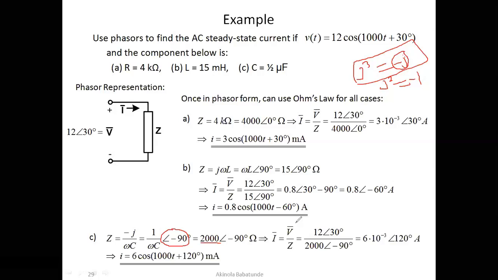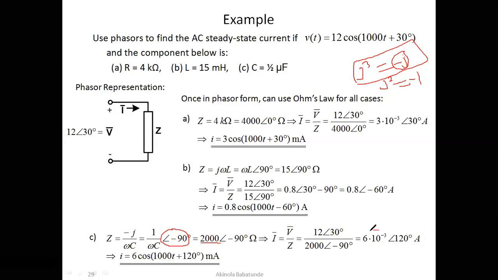So if you divide this, it becomes 6 times 10 raised to power minus 3 with a phase angle of 30 minus 90, because when you divide, you subtract the phase angle at the denominator from the phase angle at the numerator. So it becomes 30 minus 90, and that becomes 30 plus 90, and that gives us a phase angle of 120 degrees. So you have 6 times 10 raised to power minus 3 with a phase angle of 120 degrees.